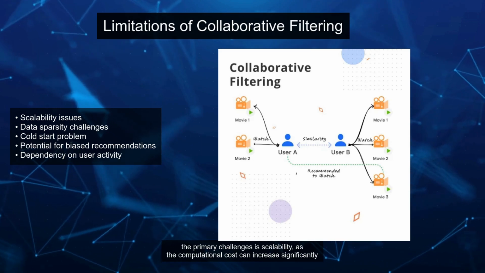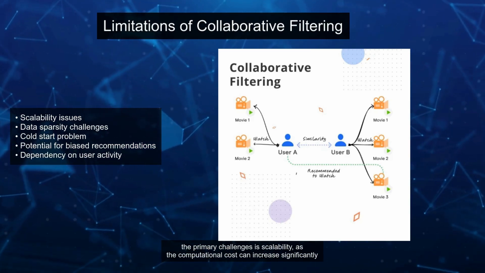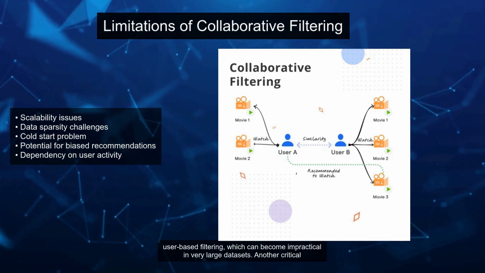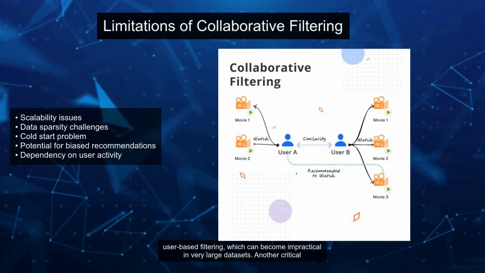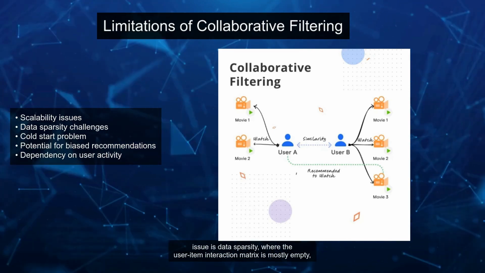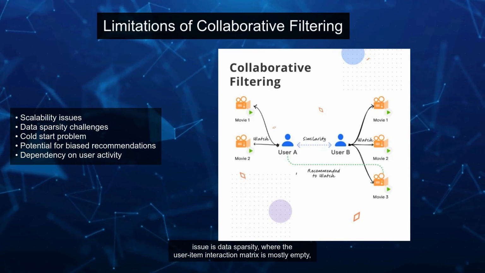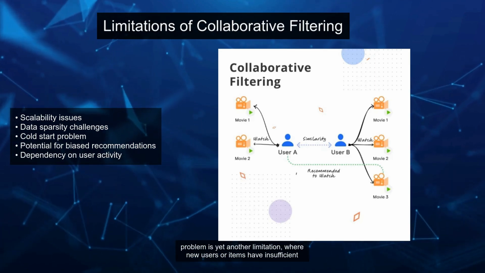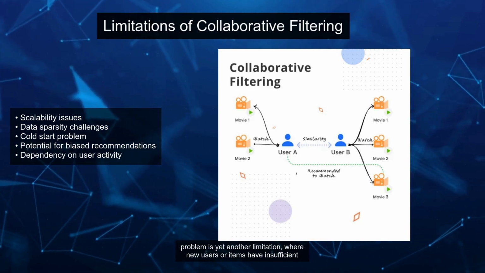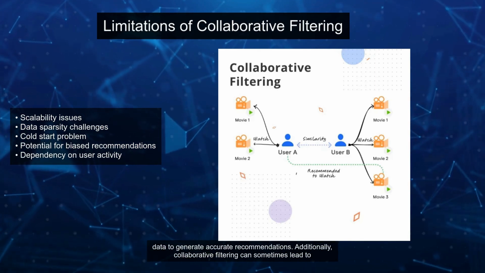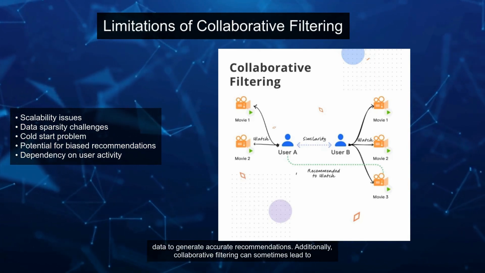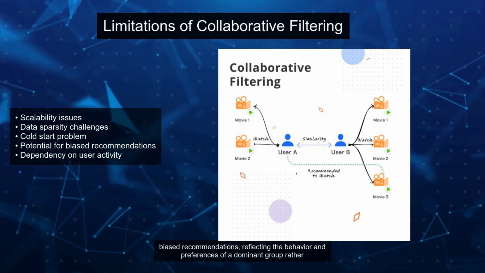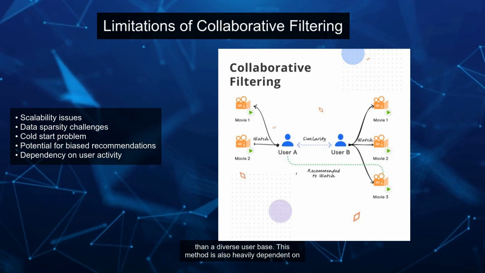One of the primary challenges is scalability, as the computational cost can increase significantly with the number of users and items. This is especially true for user-based filtering, which can become impractical in very large datasets. Another critical issue is data sparsity, where the user-item interaction matrix is mostly empty, making it difficult to find similar users or items. The cold start problem is yet another limitation, where new users or items have insufficient data to generate accurate recommendations. Additionally, collaborative filtering can sometimes lead to biased recommendations, reflecting the behavior and preferences of a dominant group rather than a diverse user base.